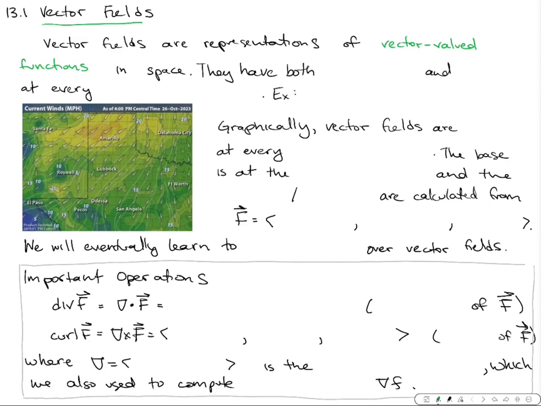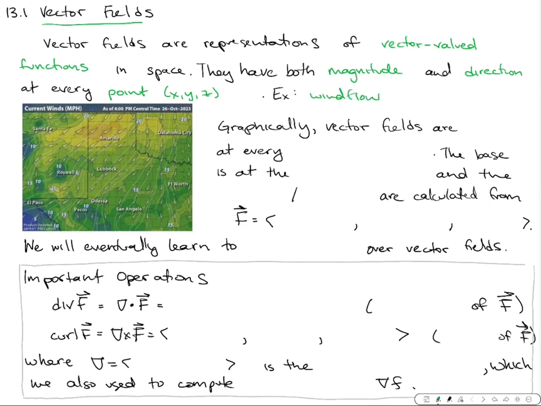Vectors have both magnitude and direction in general, and so a vector valued function is going to have both magnitude and direction, and because it's a function, it's going to be defined at every point x, y, z in your xyz plane. An example of a vector valued function would be something like wind flow.